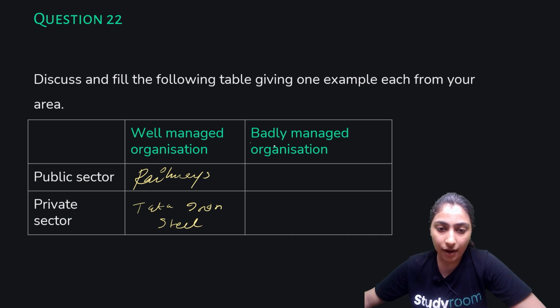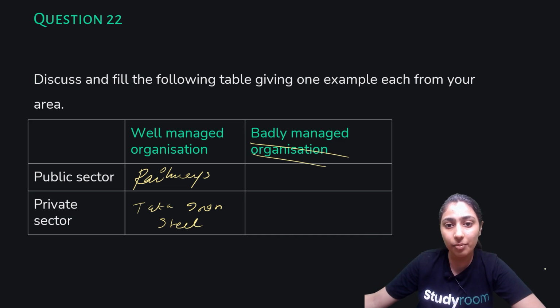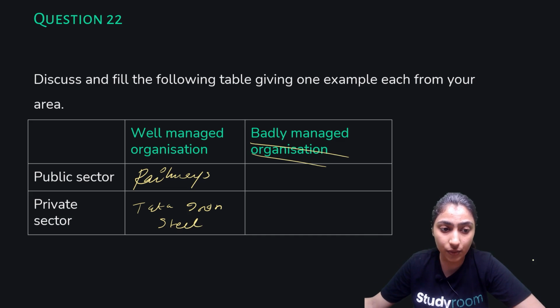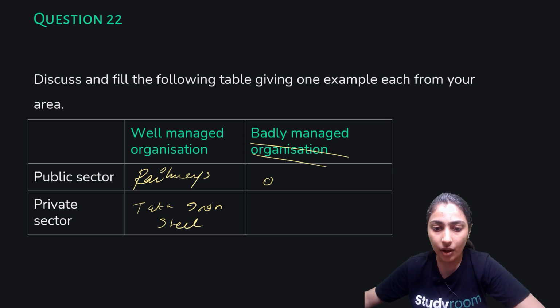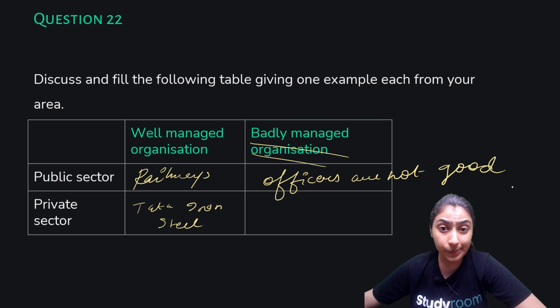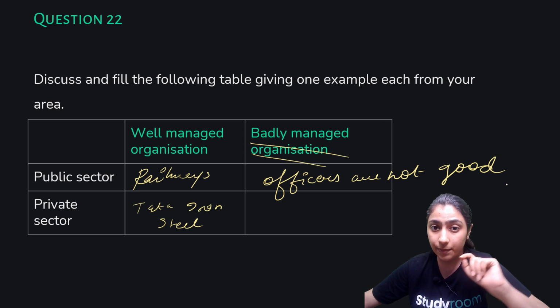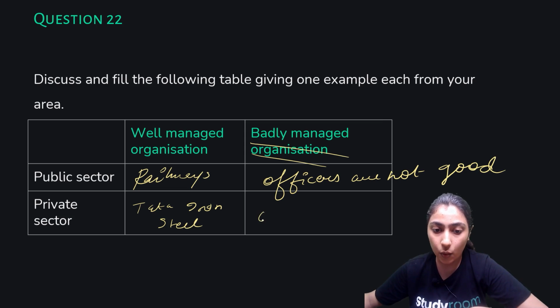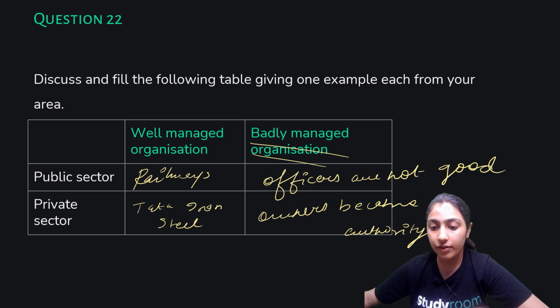Now, badly managed organization. The reason for a badly managed organization when it comes to your public sector is when officers are not good. Now, private sector, since it is private, you can say owners, when owners become more authoritative, like when they show more authority over everything.